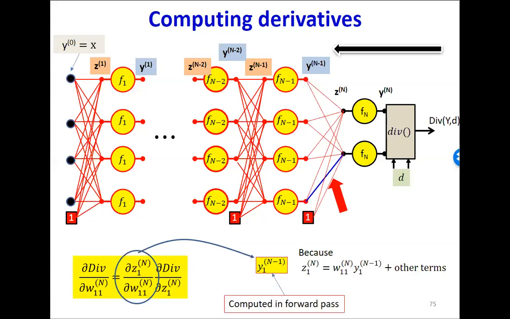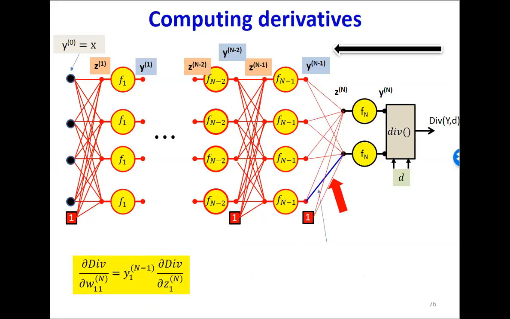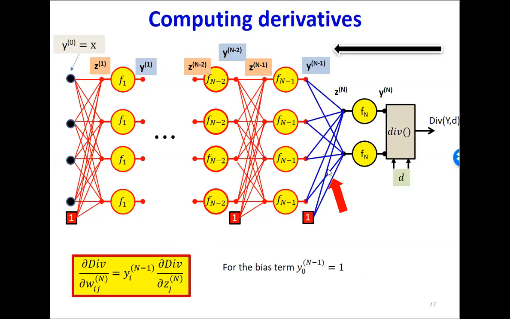So I can plug that in. This y value has already been computed in the forward pass, so I can plug that into the formula right here. And so this term is going to give me the derivative of the divergence with respect to the weight of this connection. Just generalizing, the derivative of the divergence with respect to the weight for any connection is going to be the input of the connection times the derivative of the divergence with respect to the affine value at the output of the connection.